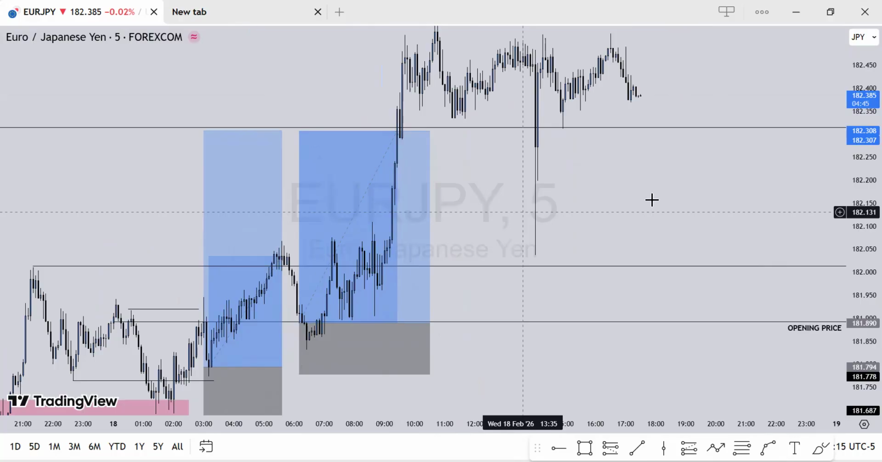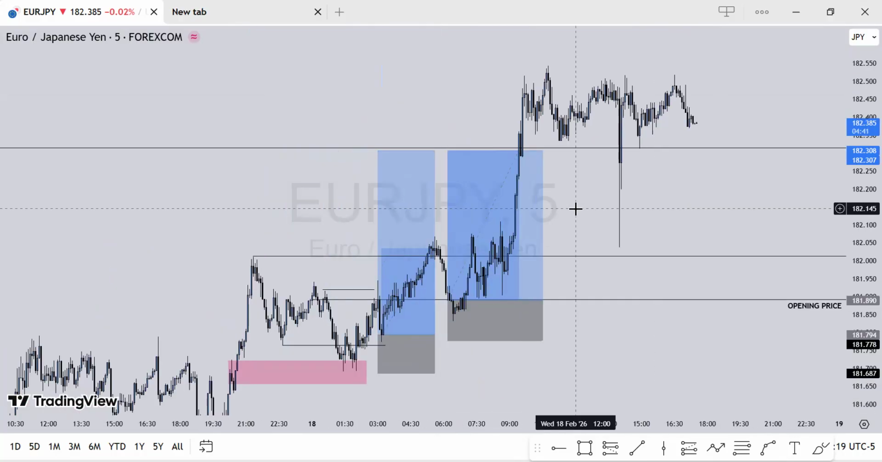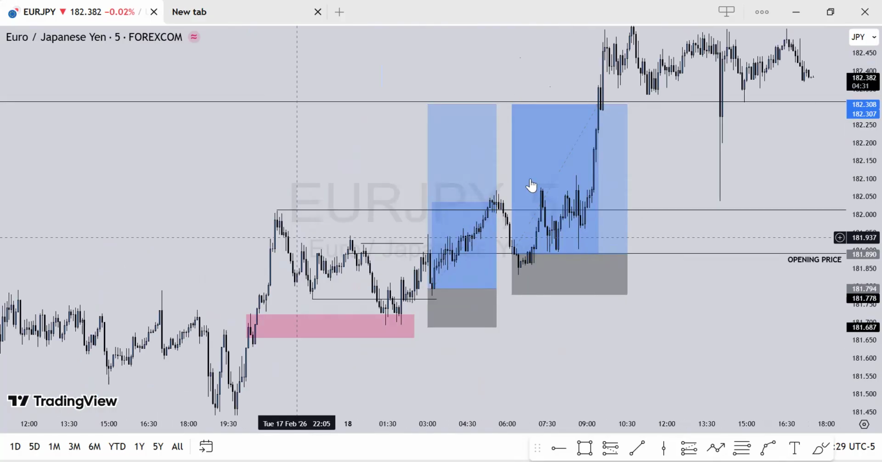So this is basically the thought process, the logic of how I was able to scale into this very trade.